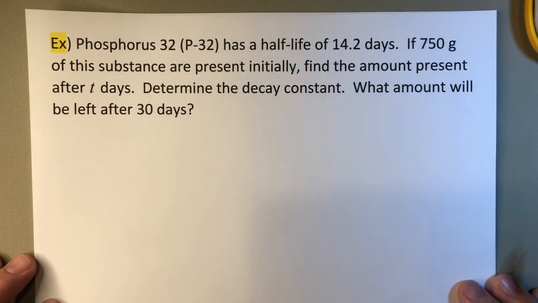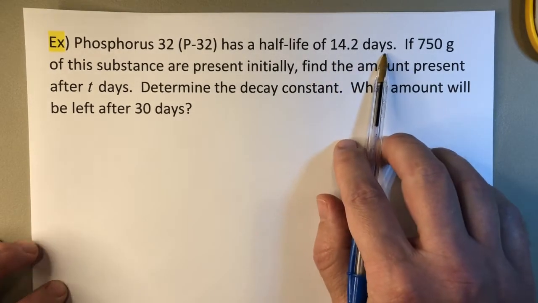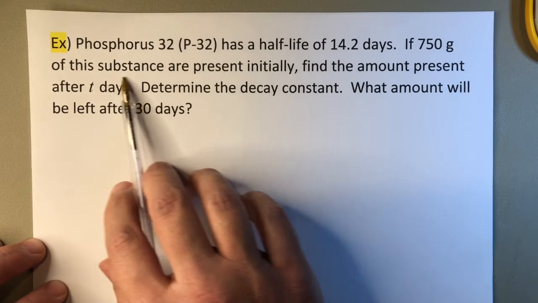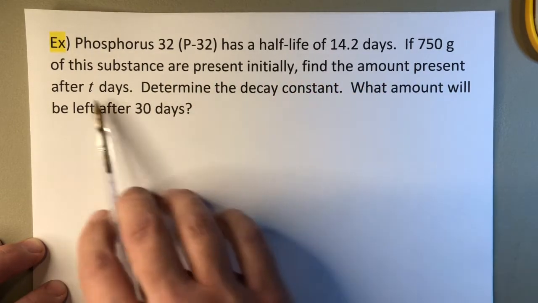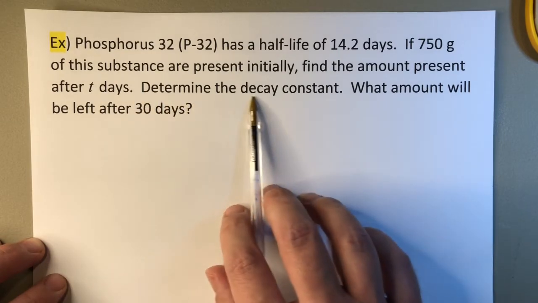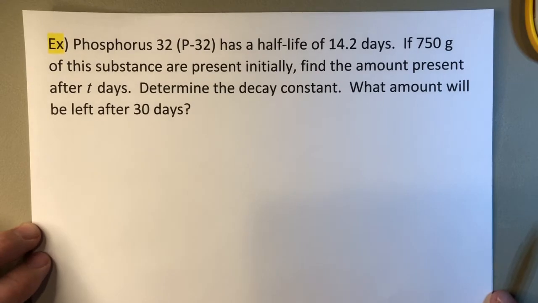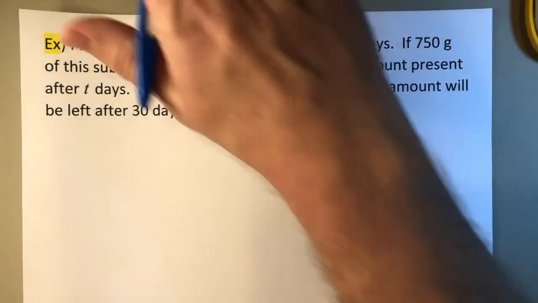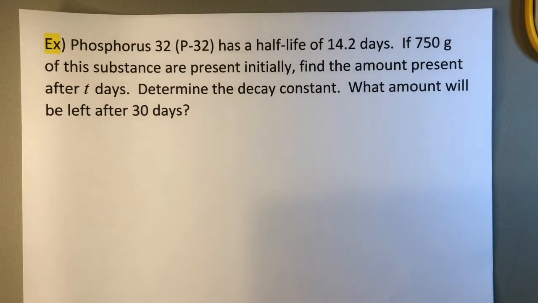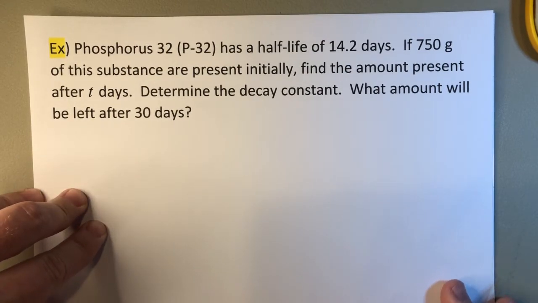So, phosphorus 32, P32, has a half-life of 14.2 days. If 750 grams of this substance are present initially, find the amount present after t days. Determine the decay constant. What amount will be left after 30 days? Okay, so this is going to be handled very similarly as compared to the first example we did in this section.